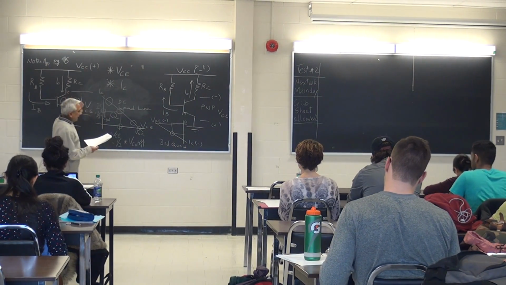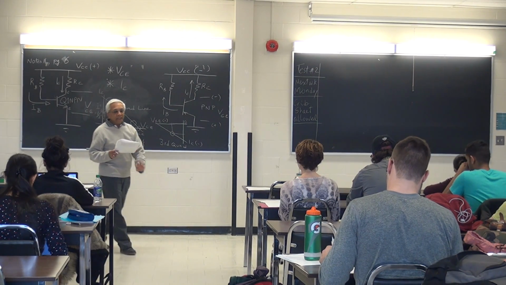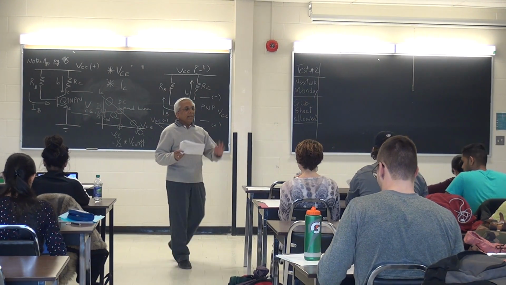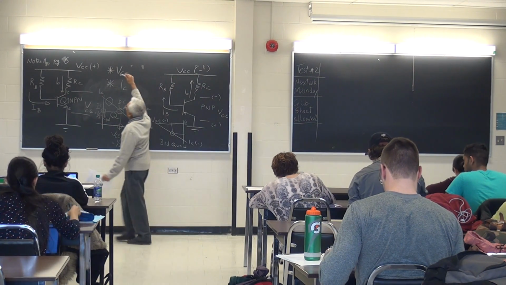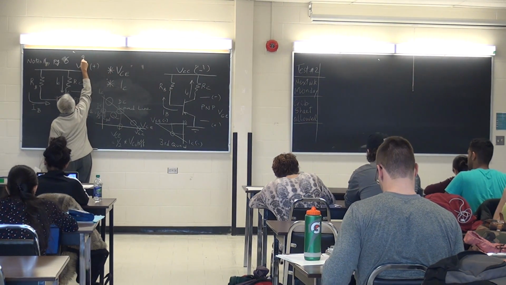We have a circuit like this, where VCC is going to be 10 volts. I'm going to change that to 9 volts. Can you change the VCC value to 9 volts?